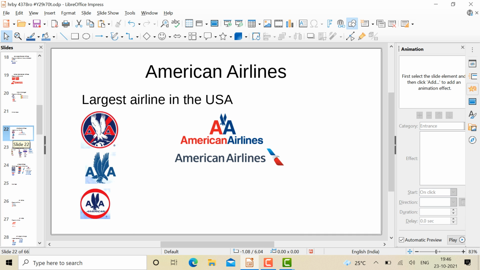So next, the first one is American Airlines. American Airlines is the largest airline in the USA, and it's also counted like the flag carrier of the USA, but it actually isn't. The first logo had the letters AAA, meaning American Airlines, with a big eagle on it, which, as we all know, is the national bird of the US.